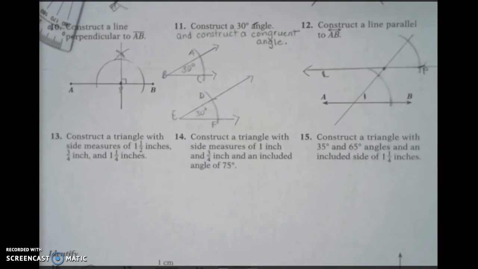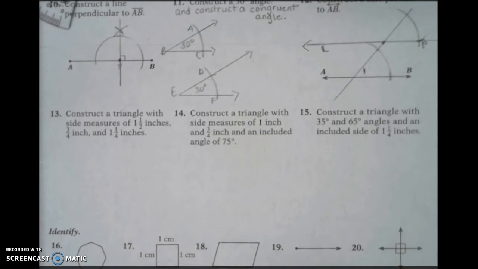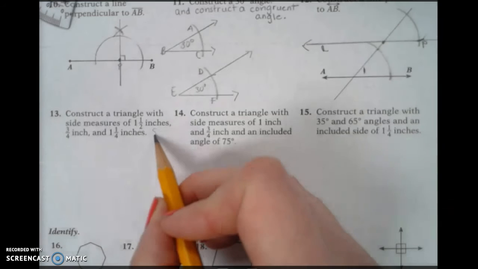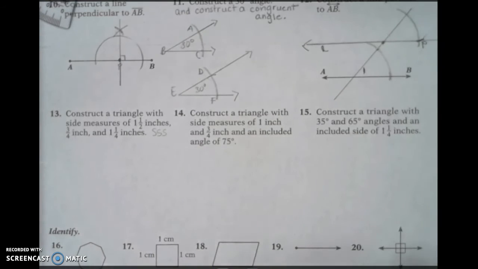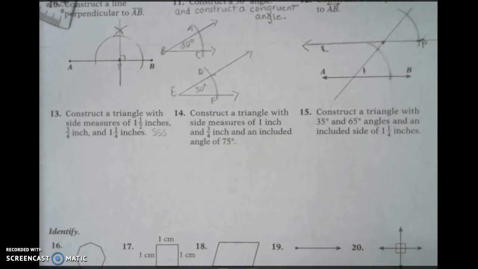Our last three are constructing triangles. Let's go ahead and practice constructing a triangle with side measures of 1.5 inches, 3/4 inches, and 1 1/4 inches. This is a triangle that has a side, and a side. This is a side, side triangle. It does not matter which side you choose to be your base. I'm going to choose the 1.5 inch since that's the first one I come up on.